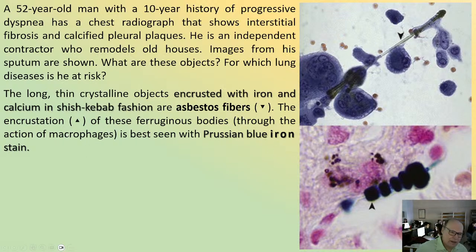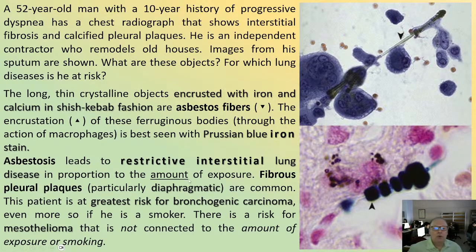This is the iron stain that highlights, because these ferruginous bodies have been formed by the action of macrophages. So, it's one form of restrictive interstitial disease, and it has to do with the proportion, the amount of exposure, and there is a risk for cancer development, as you will study.